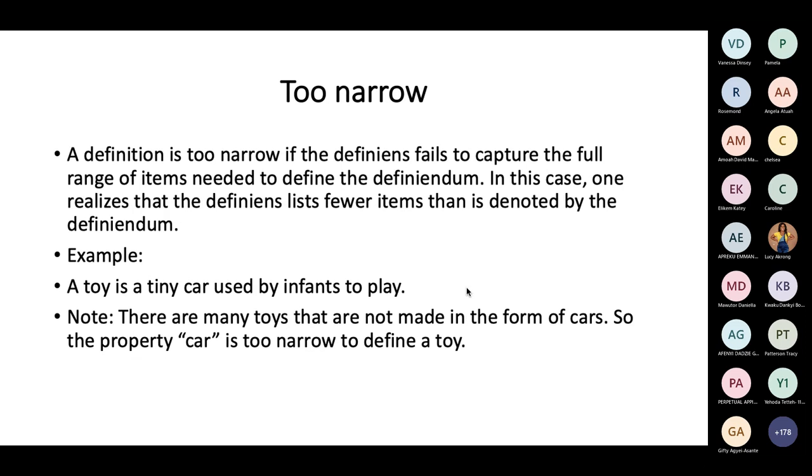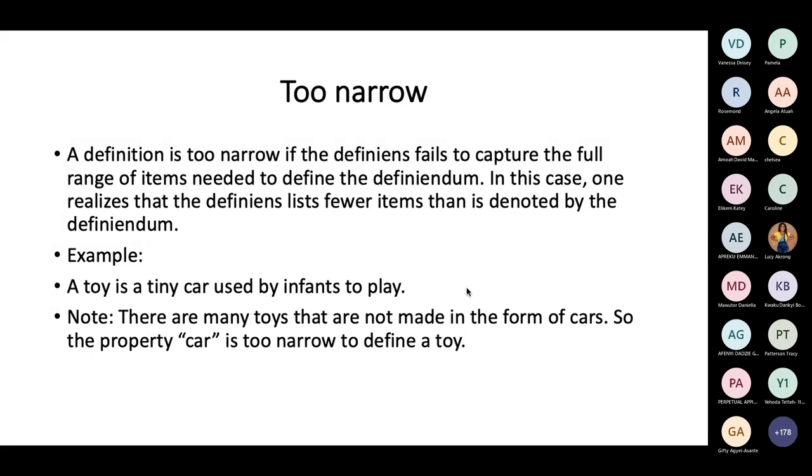Too narrow. A definition is too narrow if the definiens fails to capture the full range of items needed to define a definiendum. So in this case, the definiens does not contain the adequate qualities and items needed to define the definiendum. Example, a toy is a tiny car used by infants to play. Now, tiny car does not show the items that are adequate for presenting the meaning of toy. That's because there are a lot of toys that are not cars.